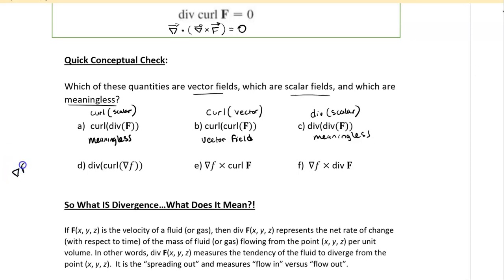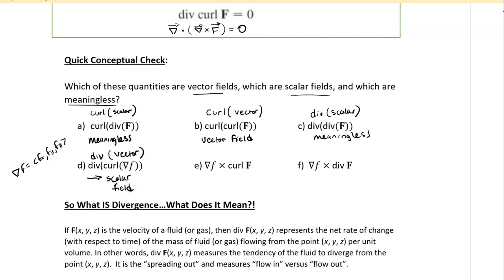The divergence of the curl of the gradient of F. What is the gradient of F? Gradient of F is a vector field. So the curl of a vector field is a vector field. So this would be the divergence of a vector field. So this would be a scalar field. So the divergence output is a scalar.